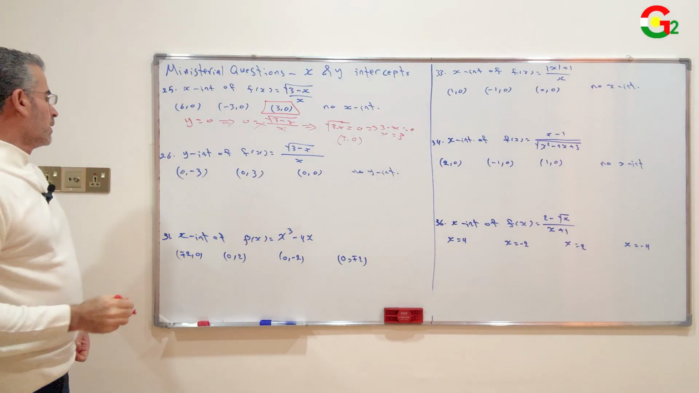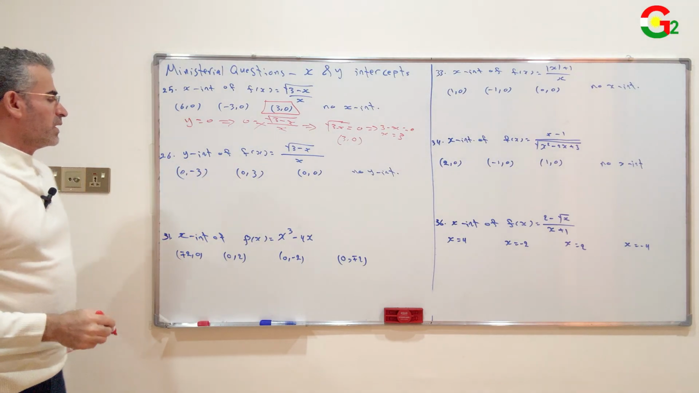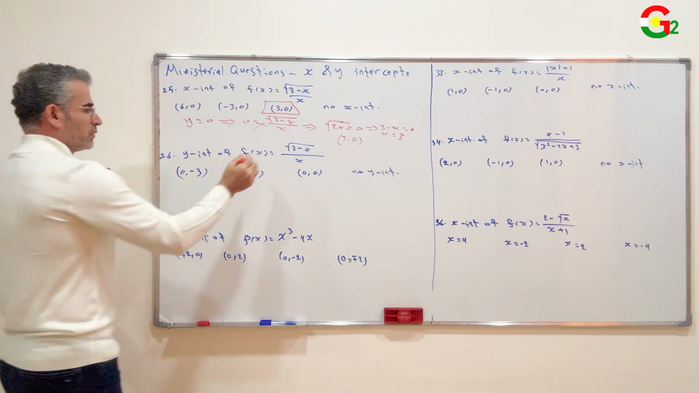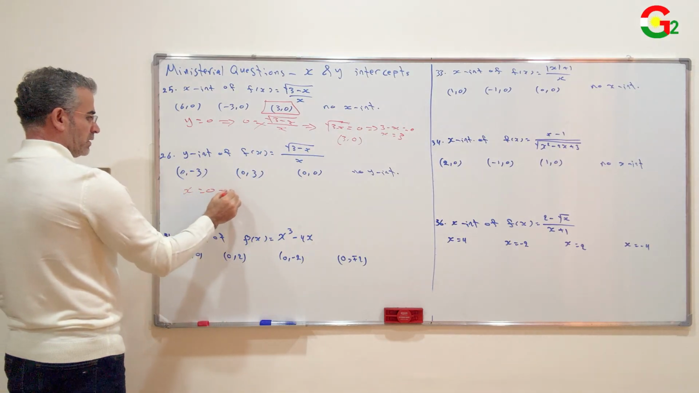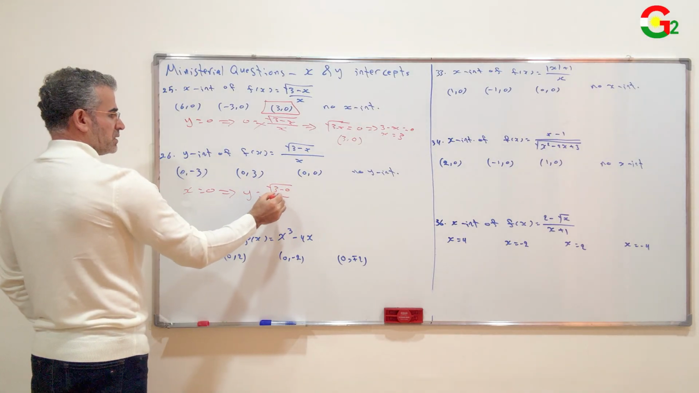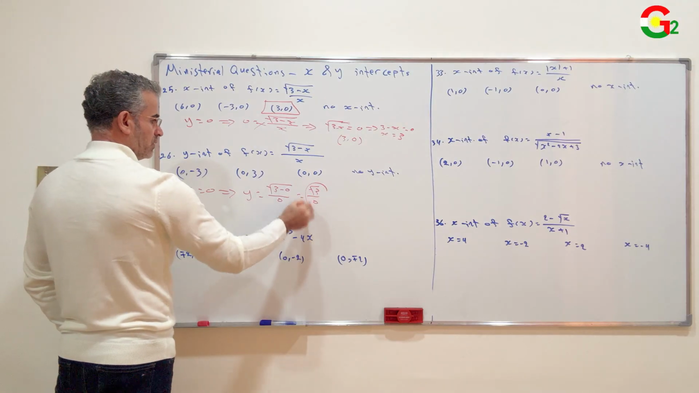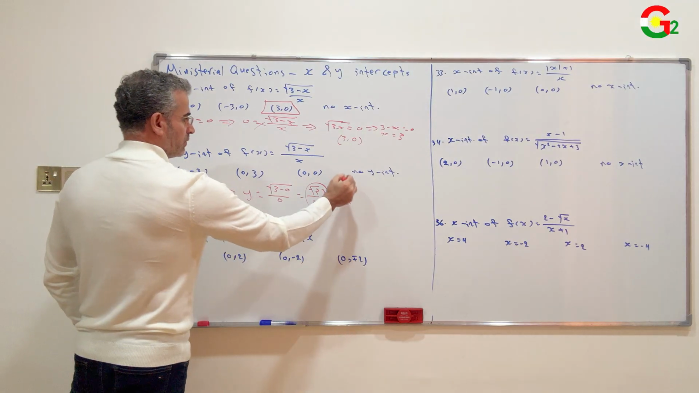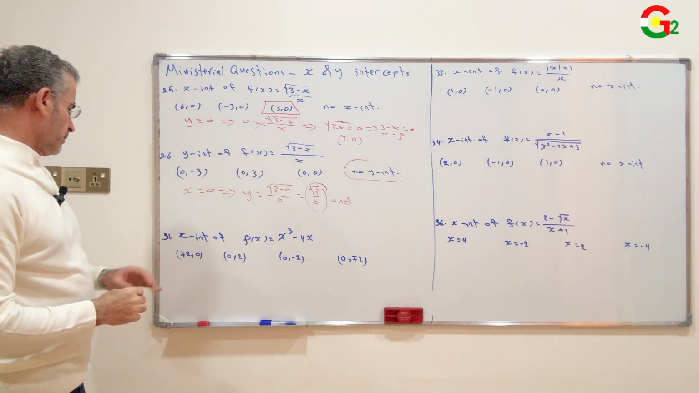Choice C. Question number 26. Find the y-intercept of the function sqrt(3 - x) / x. For the y-intercept, set x equals 0, then y equals sqrt(3 - 0) / 0, which is sqrt(3) over 0, an undefined term. Then there is no y-intercept.